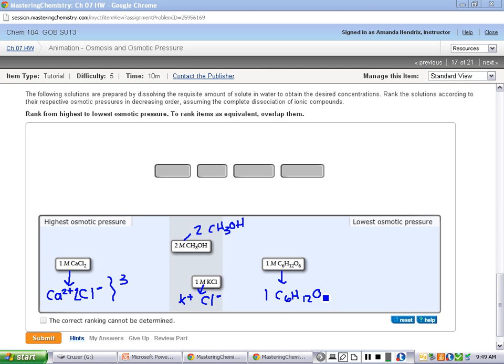The greater the number of solute particles dissolved, the greater the pressure. So that's why we rank these in this order. I hope this helps.